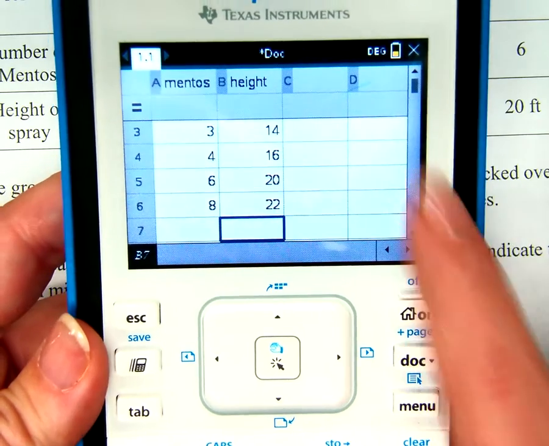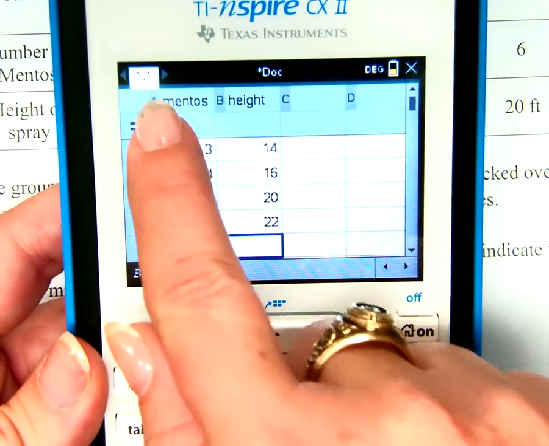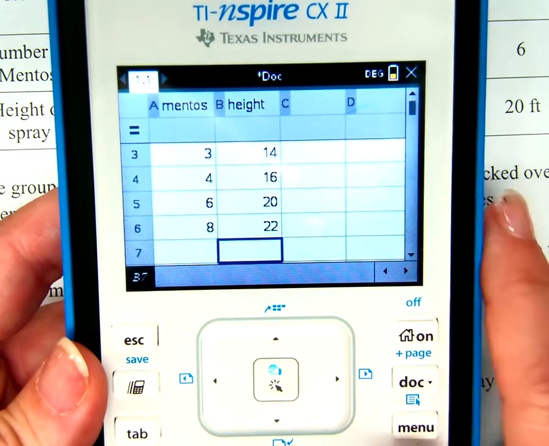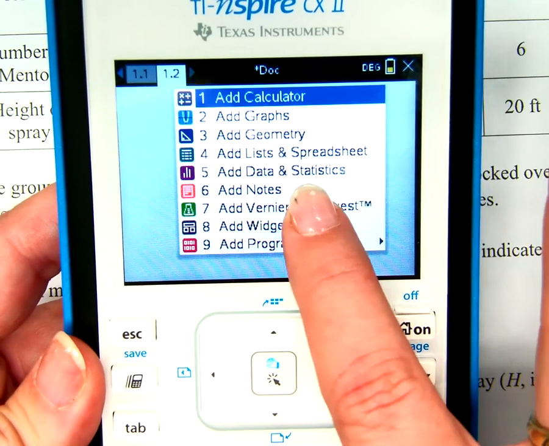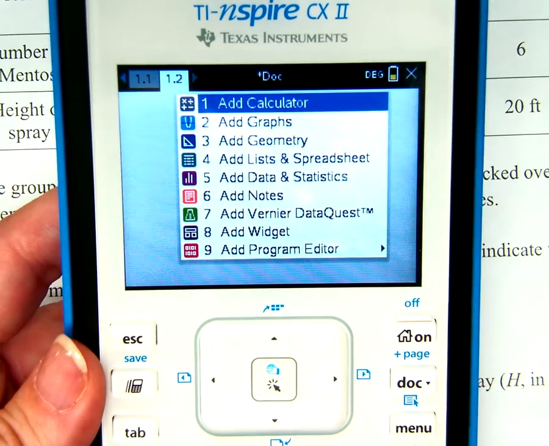So first of all, I'm going to be able to go back, right? But when I add a page on these calculators, they're related to each other, right? They can use the same information from one page to the next. So if I add a page, especially now a data and statistics page, it's going to use the stuff that I just put on my spreadsheet.